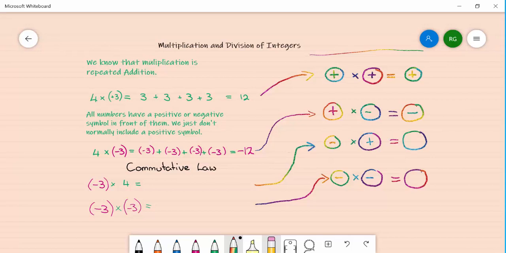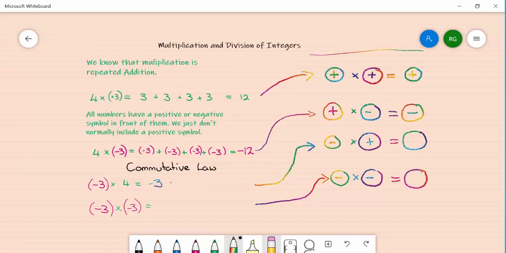Now, according to our commutative law, the one where it doesn't matter which way round you put the problem, an example here is negative 3 multiplied by 4. That's the same as what we had up here, but just written around the other way. So we could write it out the same way, and that would probably be the best way.